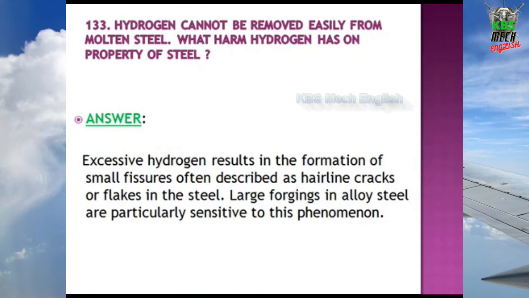Question number 133. Hydrogen cannot be removed easily from molten steel. What harm does hydrogen have on the properties of the steel? Answer: excessive hydrogen results in the formation of small fissures, often described as hairline cracks or flakes in the steel. Large forgings in alloy steel are particularly sensitive to this phenomenon.